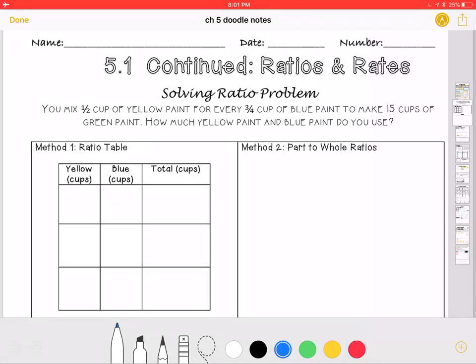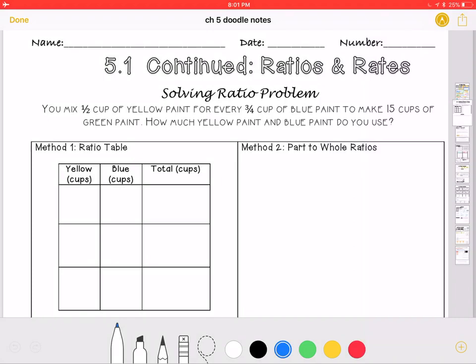Okay, here's our part 2 video for lesson 1. We're getting into solving a ratio problem when we have a word problem similar to this one shown. There's going to be 2 methods you could use to solve something like this. So let's first read through the problem.